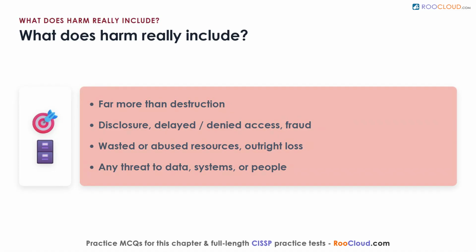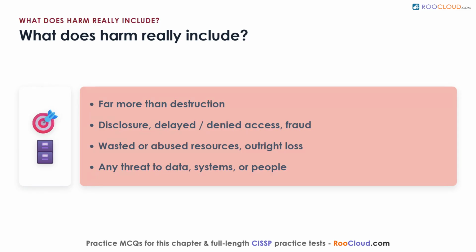What does harm to a communication system really include? More than most people assume. It is easy to picture harm as pure destruction, but the list is much broader. It includes disclosure of secrets, delayed or denied access, fraud, wasted or abused resources, and outright loss. Any activity or condition that can hurt your data, your systems, or your people belongs on this list and deserves mitigation. Framing harm this widely keeps you from fixating on one dramatic failure while quieter damage slips past.